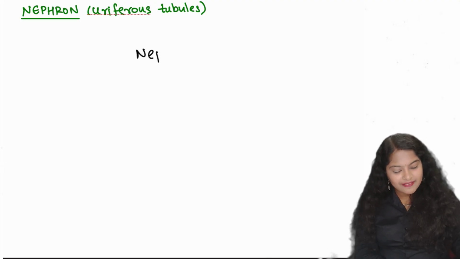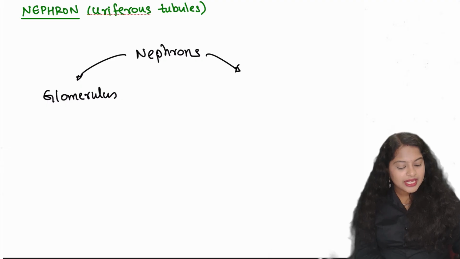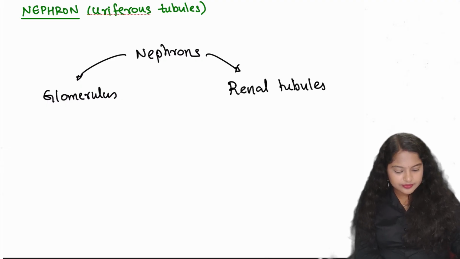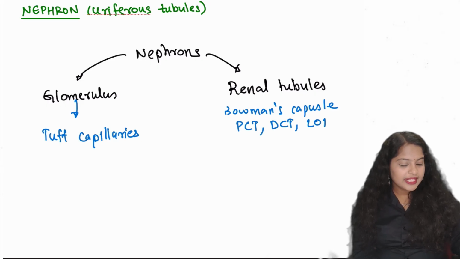These nephrons have two parts. One is the glomerulus and the other one is the kidney tubules or renal tubules. Renal tubules include the Bowman's capsule, PCT, DCT, loop of Henle and collecting duct.